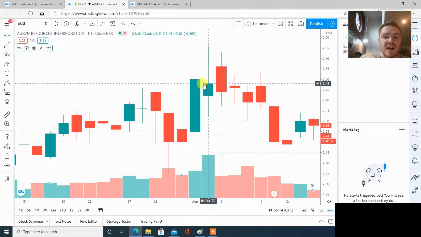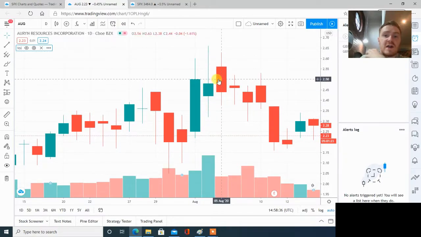So during this candle, during this particular day, we can see here the price opened here because it's a green candlestick, so the price went up. So it opened here, it closed here. This was the high intraday, so during the day, and this was the low. Okay, so open, close, sorry, high, low.